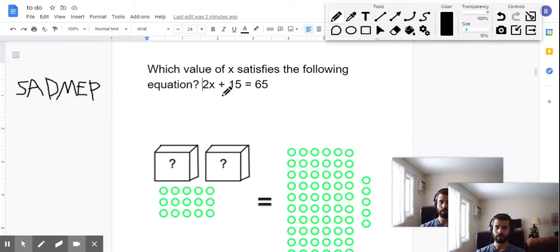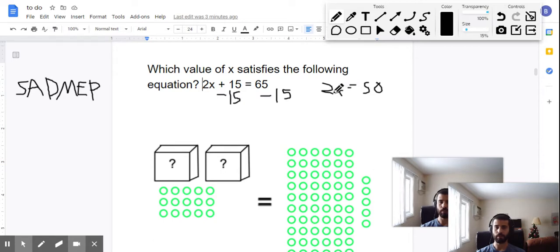And that means subtraction, addition. Okay, there is addition in here, so we are going to deal with that first by doing minus 15 from both sides. And 65 minus 15 makes 50. And 2x is still there.